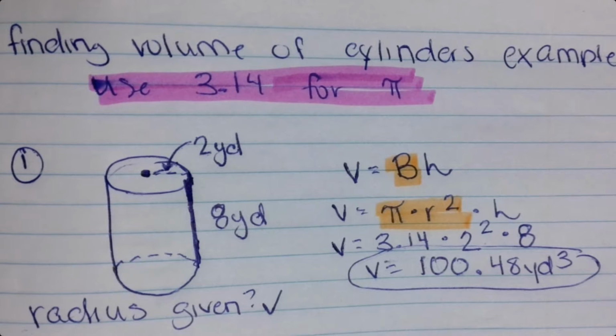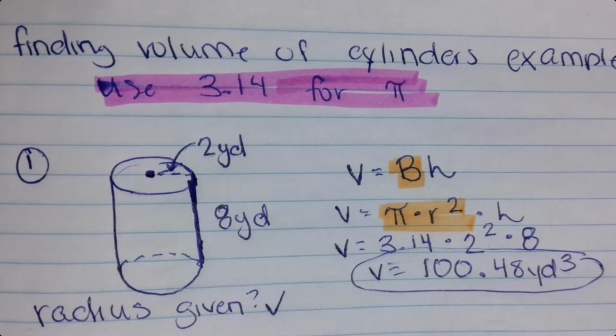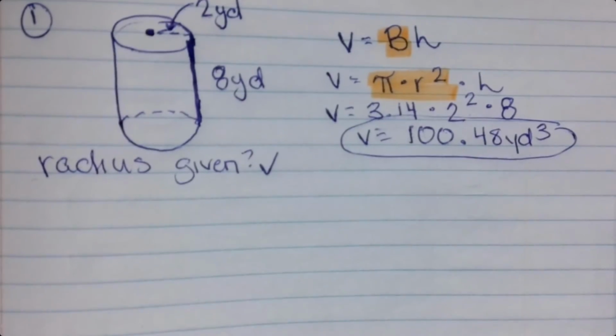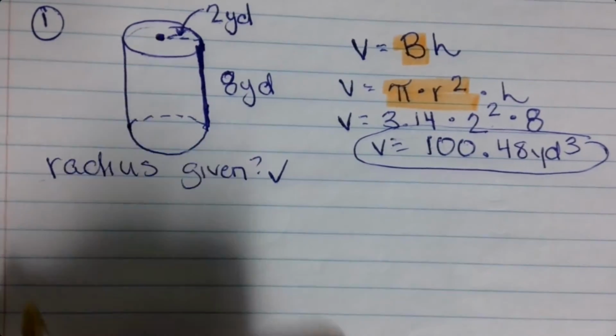And when you're doing this on an iExcel or if you have a multiple choice, that's an easy way to tell if your answer is right. The cubed one is always going to be right.